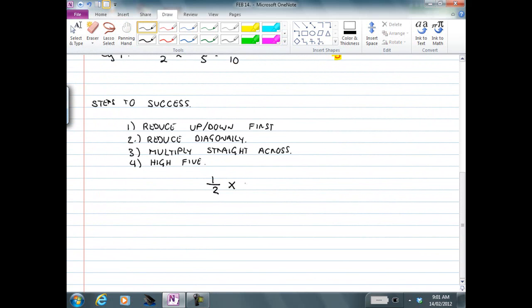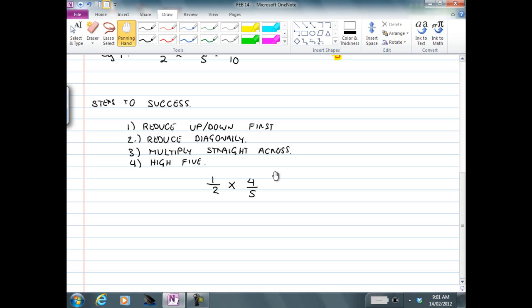1/2 times 4/5. Guys, gals, so let's look up and down. Forget about the 4/5. 1/2. Rajan, can I reduce 1/2 any further? No. So this side is done. Okay, nothing new. Tyro, can I reduce 4/5 anymore? No. So this side is done.